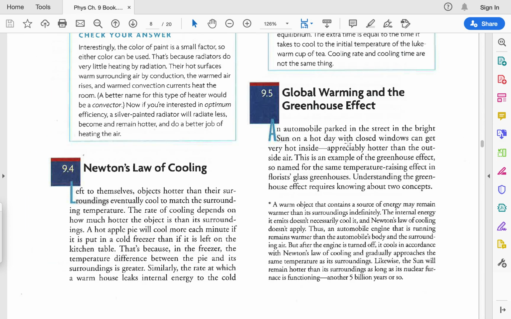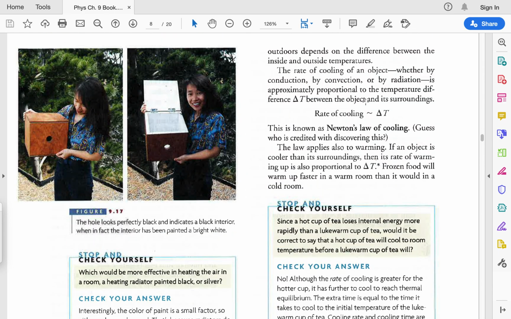You can go through Newton's law of cooling. It's saying that the rate of cooling is the change of temperature. So if something cooled in a matter of time, the temperature change in that amount of time is the rate of cooling. It is proportional to the temperature difference, change of T, that's what triangle means, change, between the object and its surroundings.